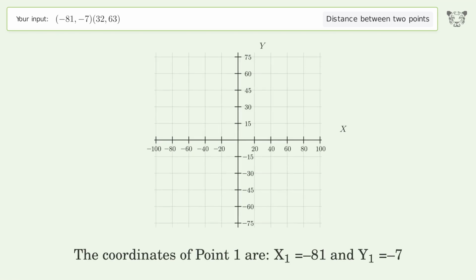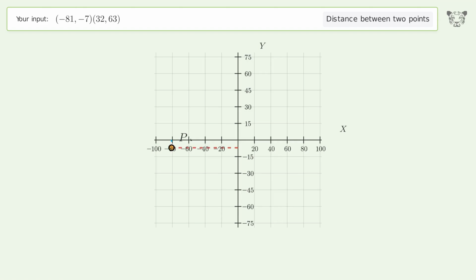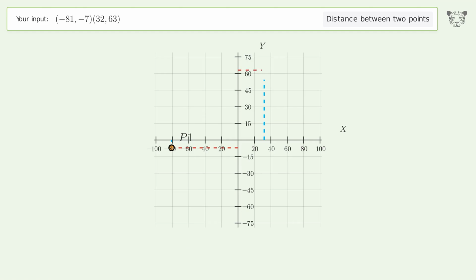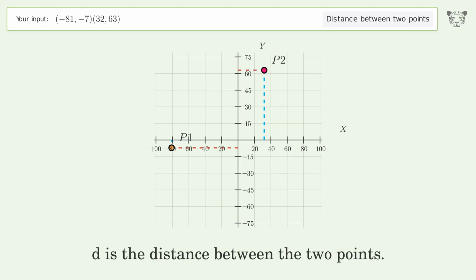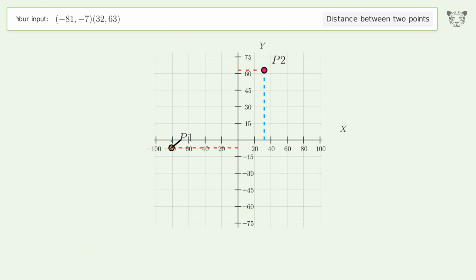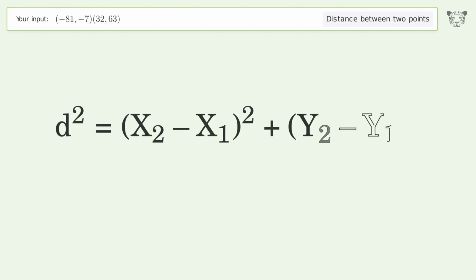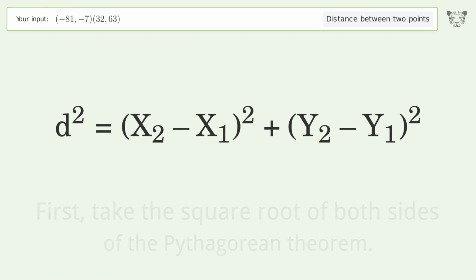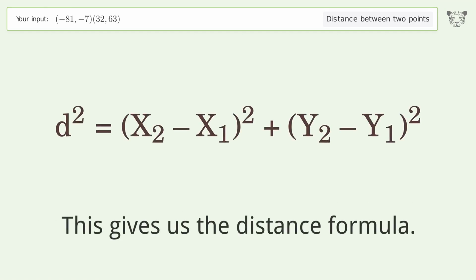The coordinates of point 1 are x1 equals -81 and y1 equals -7. The coordinates of point 2 are x2 equals 32 and y2 equals 63. D is the distance between the 2 points. First, take the square root of both sides of the Pythagorean theorem. This gives us the distance formula.